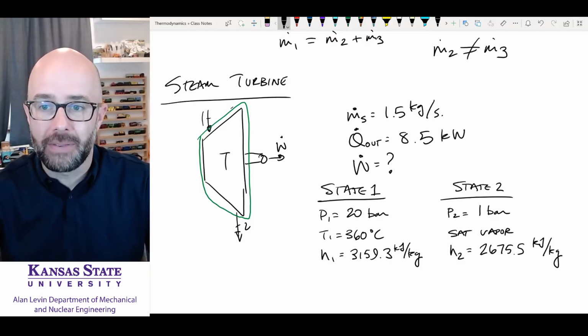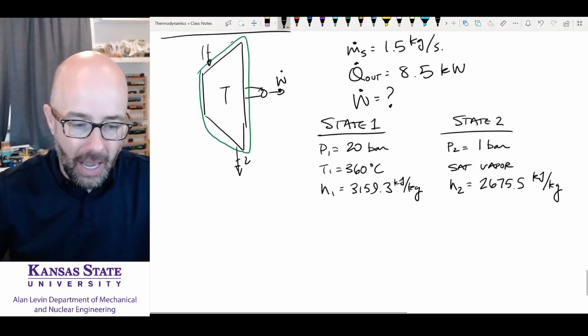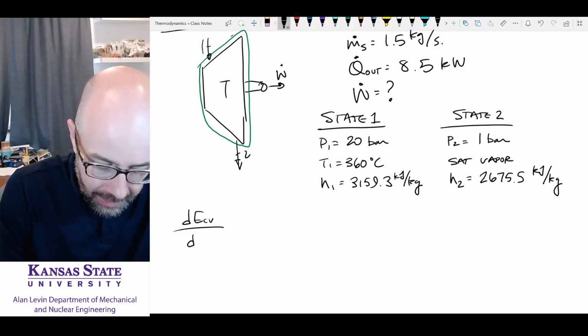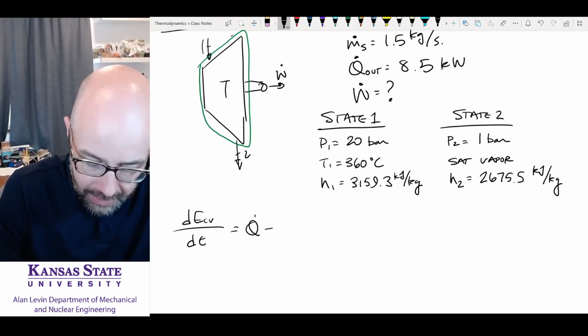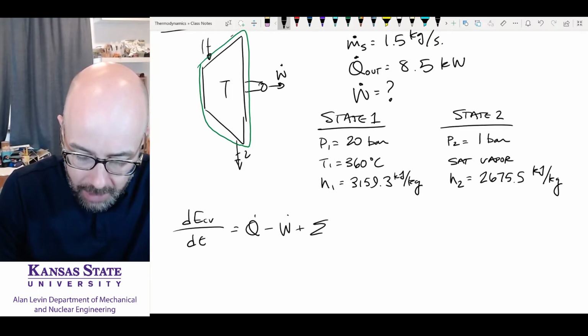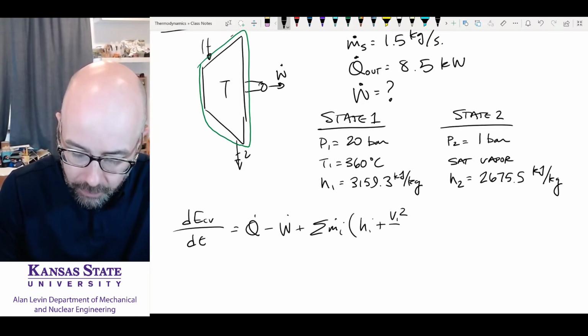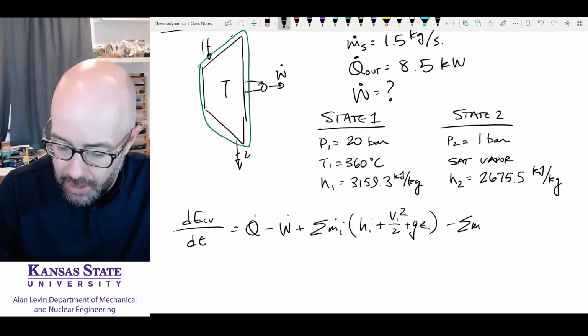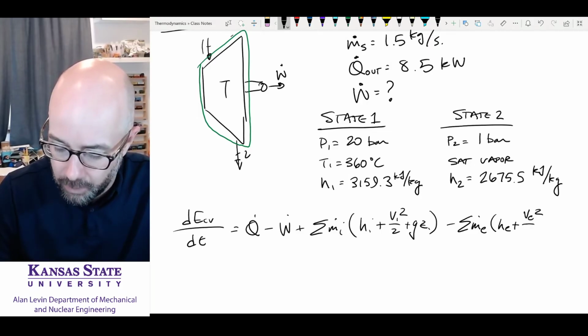Okay, now that I've set my state, I'm going to write my first law. The change in energy of my control volume with respect to time is equal to Q dot minus W dot plus the summation of the mass flow rate in times the enthalpy in plus the kinetic energy in plus the potential energy in, minus the summation of the mass flow rate exiting times the enthalpy exiting plus the kinetic energy exiting plus the potential energy exiting.